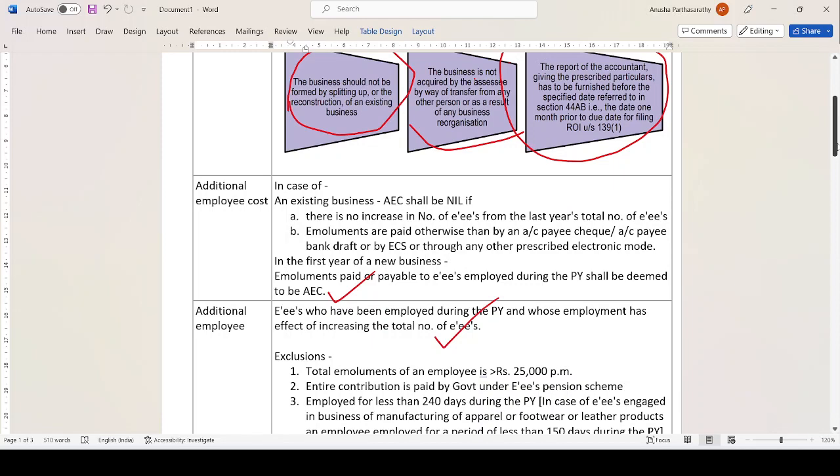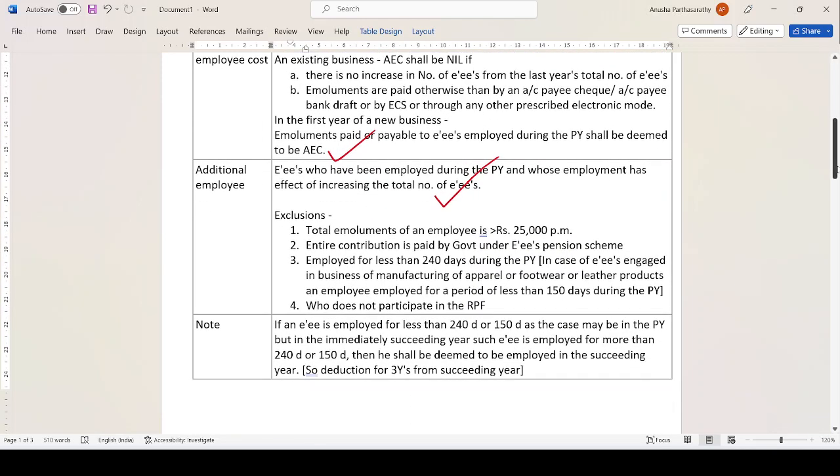Now you're clear about additional employee cost and additional employee. Now let's understand the exclusions from additional employees. If the total emoluments of an employee are greater than 25,000 per month, then I will not be considered as an additional employee. Or if the entire contribution for the employees pension scheme is paid by the government, then such an employee will not be considered as an additional employee. Or if I have been employed for a period of less than 240 days. Okay, this is the general condition.